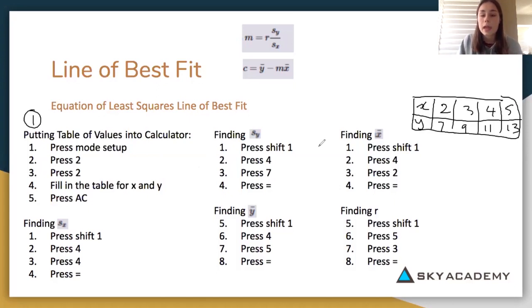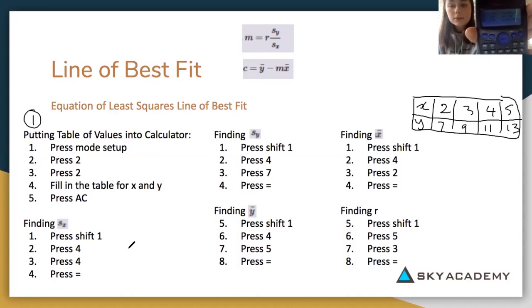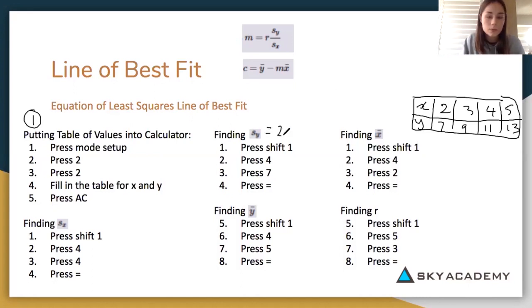So our next step is to find all of these values. I'm going to start with SY. We'll just go across, and we need to press Shift 1, and it will come up with all these different options. We need to press 4 to get into there, and then all the options will come up. And so we want to find SY, so we press 7 equals, and it will come up with a value of 2.58.